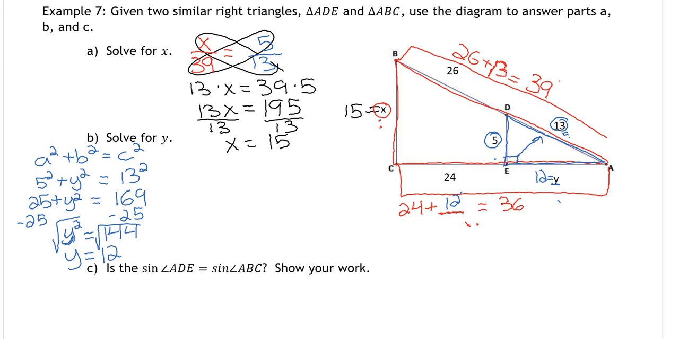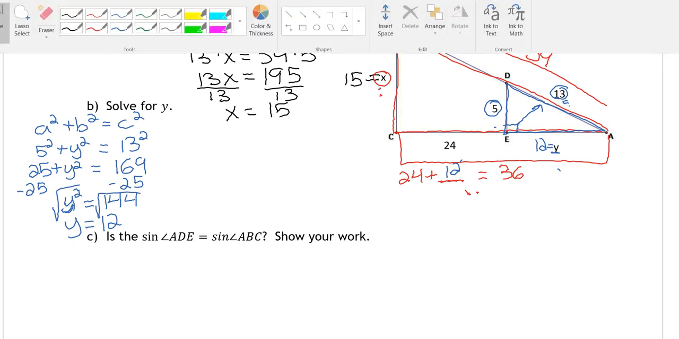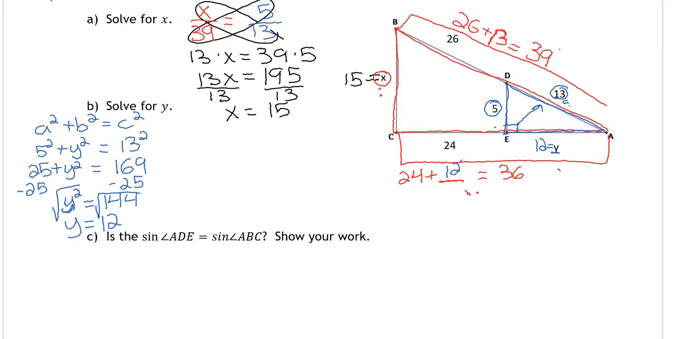Alright, last part of this question, I'm going to move up a little bit: is the sine of angle ADE equal to the sine of angle ABC? So again, I want to start with ADE, this angle. So I know this is my hypotenuse, opposite, adjacent, right? So the sine of angle ADE equals opposite over hypotenuse. My opposite side is 12, and my hypotenuse is 13. Easy enough.